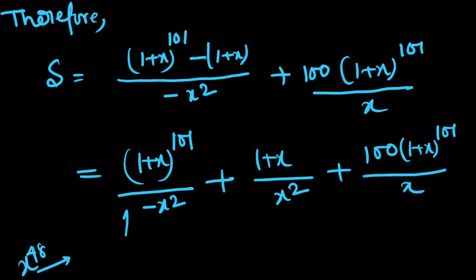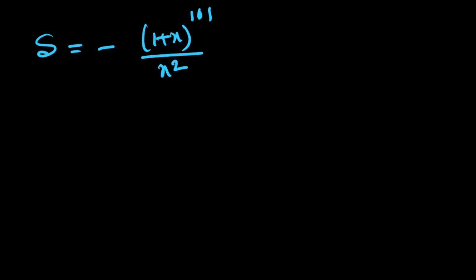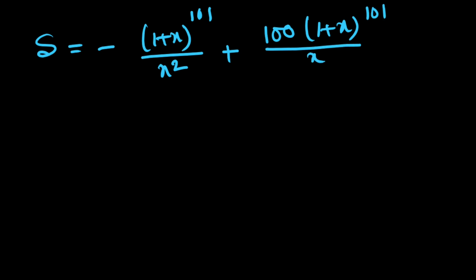48 here and here. This is (1 plus x) over x square, so x power 48 is not here. Now we expand this term in binomial expression, and this term and this term. So S is equal to minus (1 plus x)^101 over x square plus 100 (1 plus x)^101 over x plus (1 plus x) over x square.